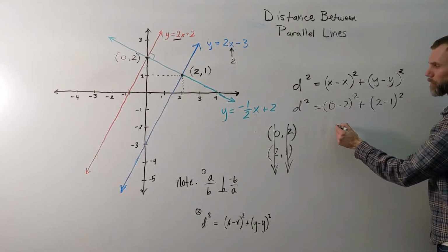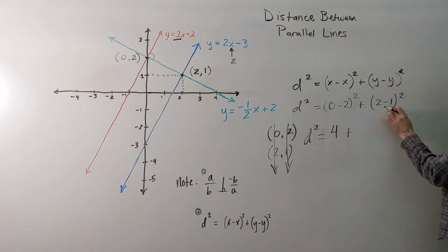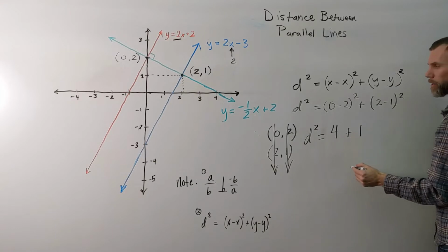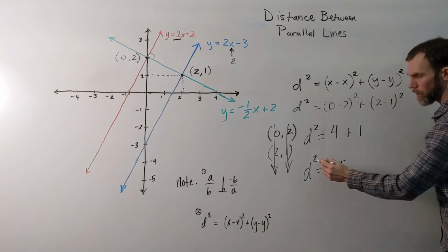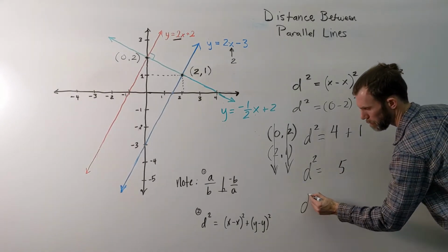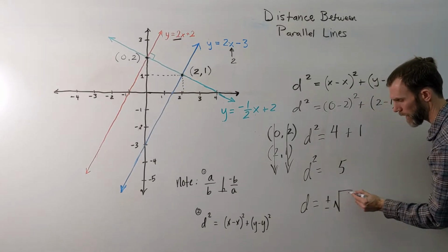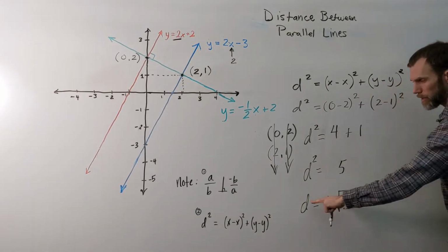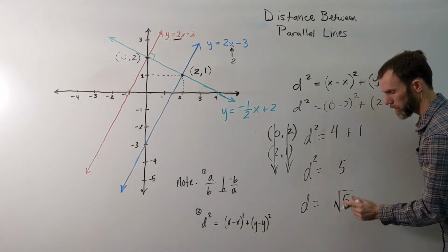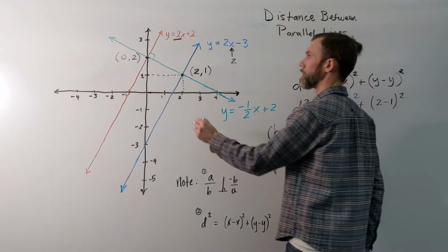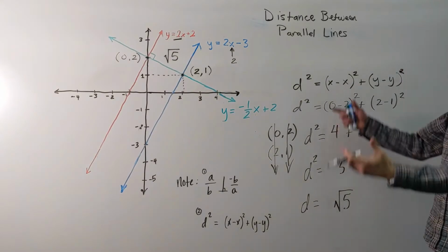You just subtract the x's like I did, subtract the y's like I did, in the same direction. This would be negative 2 squared, which is 4. This would be 2 take away 1, which is 1 squared, which is 1. So we have d squared equals 5. And to solve for d, we take the square root of both sides. But remember, usually when we take the square root of both sides, we have a plus or minus value, right? But since a distance can't be negative, we only take the positive value. And so the distance here is root 5. Ta-da!